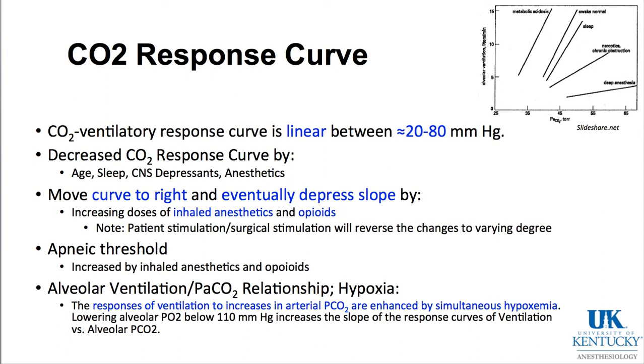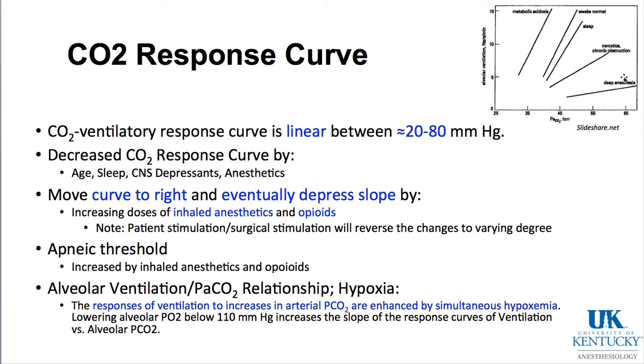CO2 response curve is the next topic. The response to CO2 is linear between about 20 to 80 millimeters of mercury CO2. The graphic at the top shows on the y-axis alveolar ventilation in liters per minute versus PaCO2. If you look at the awake normal state here, you can see that as the CO2 goes up in the body, there's a linear increase in alveolar ventilation. As you introduce opioids and inhaled anesthetics, you can see that there's a movement of this curve to the right and depression of the slope, such that as CO2 goes up, you do not ventilate as much.